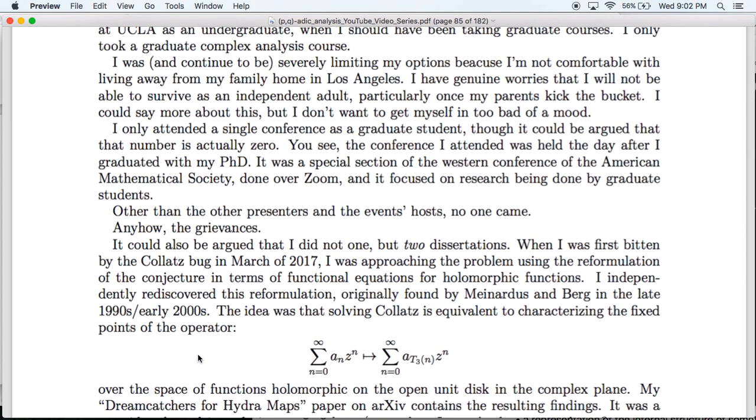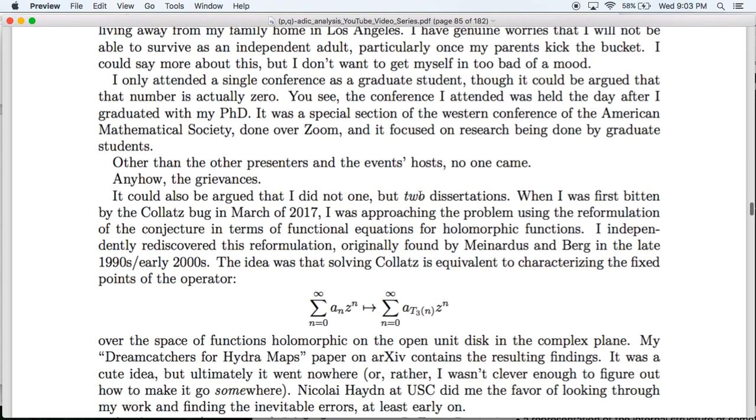So, it could also be argued that I did not one, but 2 dissertations. When I was first bitten by the Collatz bug in March of 2017, I was approaching the problem using the reformulation of the conjecture in terms of functional equations for holomorphic functions. I independently rediscovered this reformulation, originally found by Meinardus and Berg in the late 1990s, early 2000s. The idea was that solving Collatz is equivalent to characterizing the fixed point of the following operator on the space of holomorphic functions on the open unit disk.